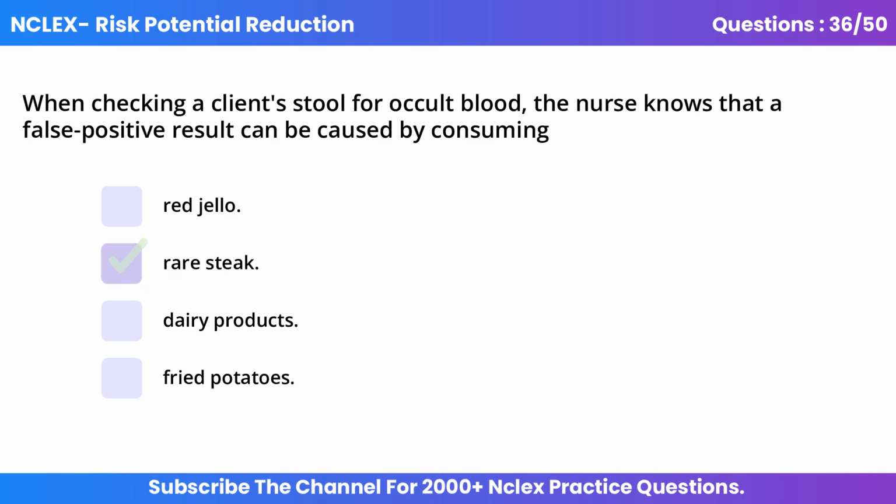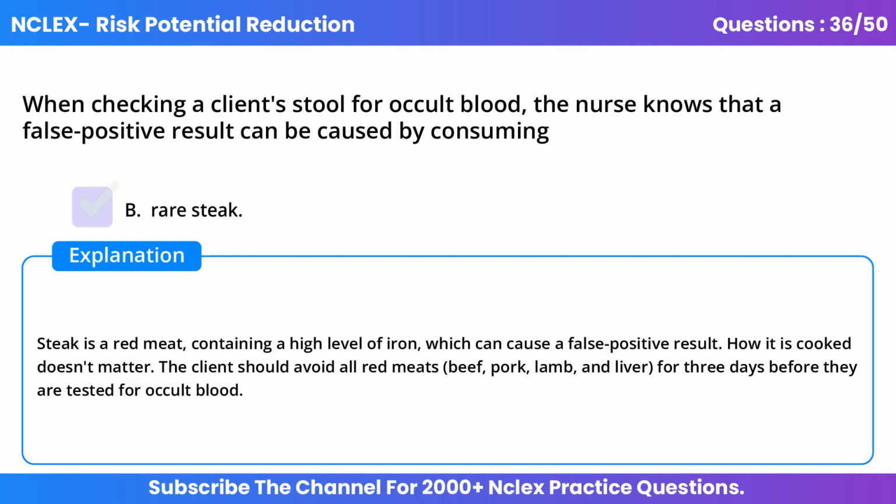B. Rare steak. Steak is a red meat, containing a high level of iron, which can cause a false positive result. How it is cooked doesn't matter. The client should avoid all red meats, beef, pork, lamb, and liver, for 3 days before they are tested for occult blood.